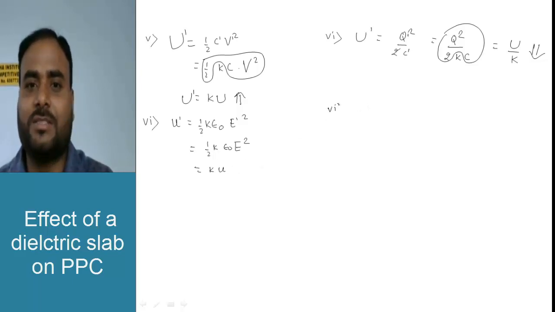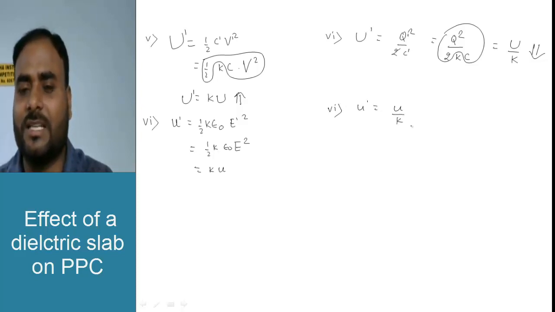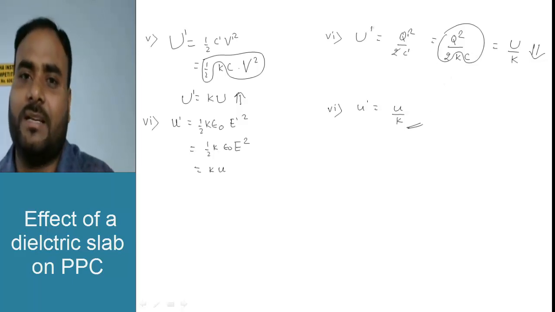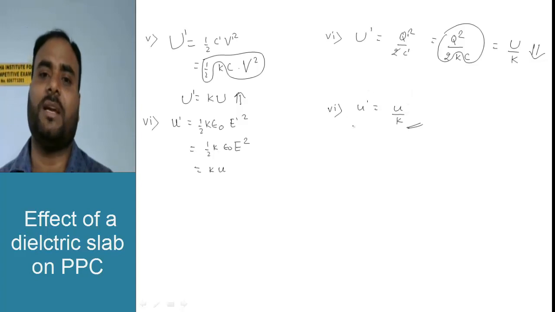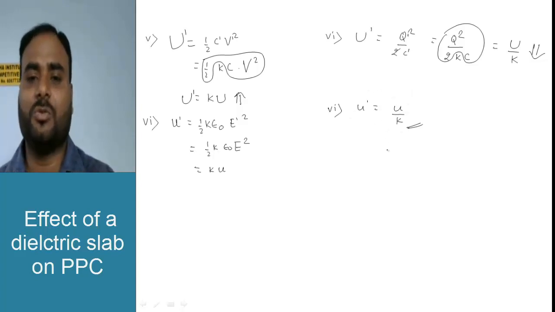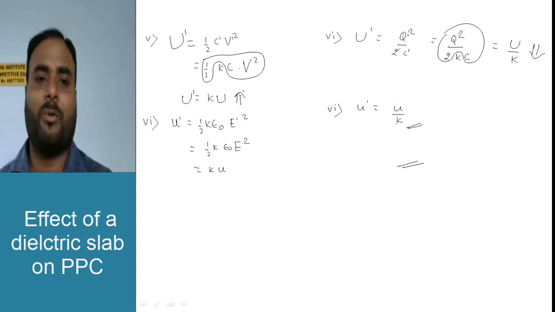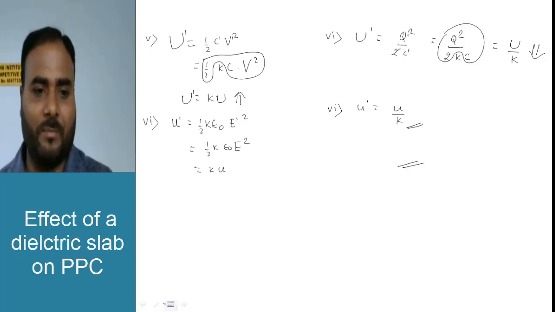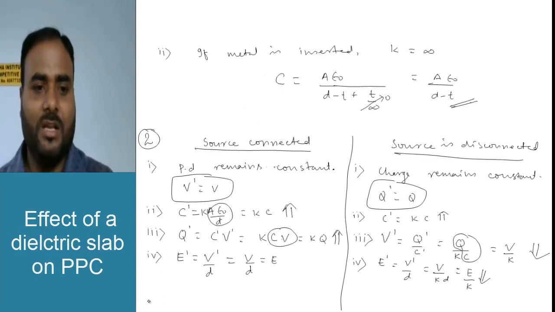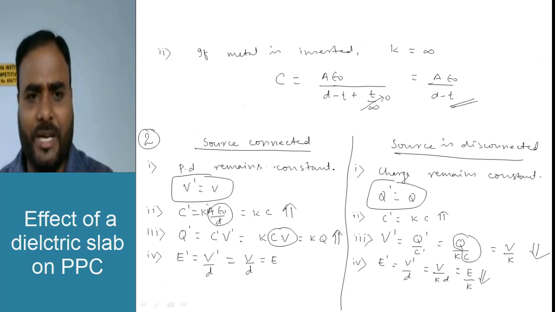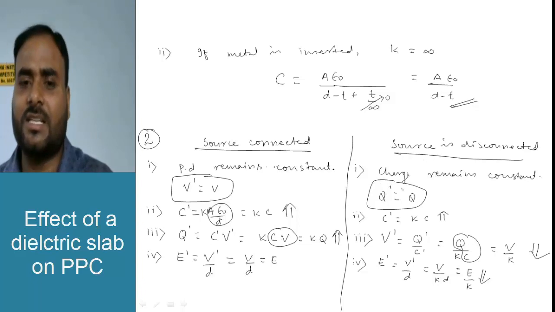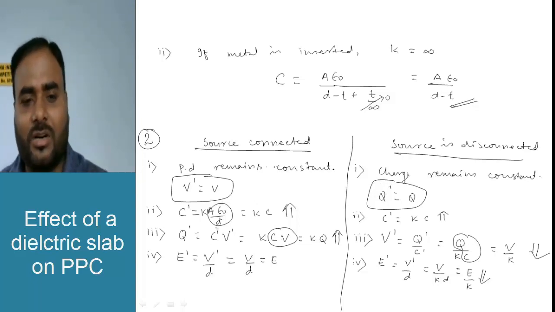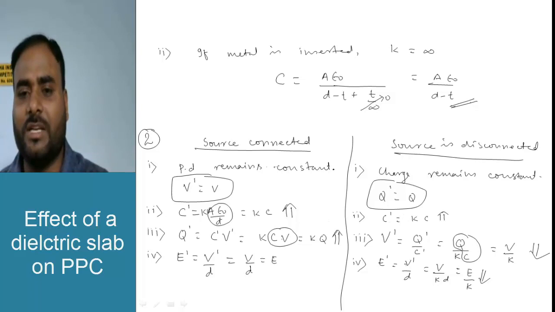Whereas in the same way, you can see that the energy density will also decrease by K times when the source is disconnected, and it is evident from the fact that since energy has reduced by K times, energy density will also reduce by K times. So we'll keep in mind that whenever the source remains connected, the PD will not change, and whenever the source is disconnected, the charge will not change. After that, all the things will follow similarly.